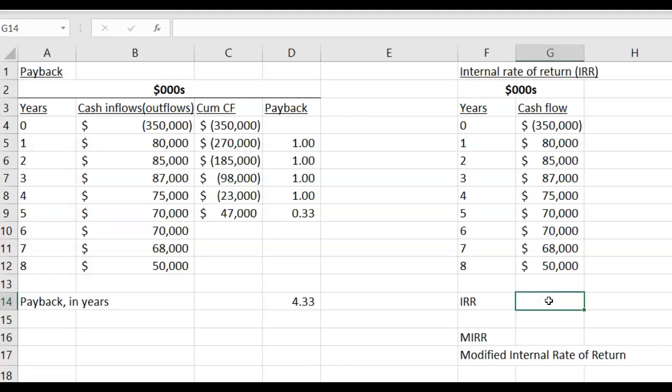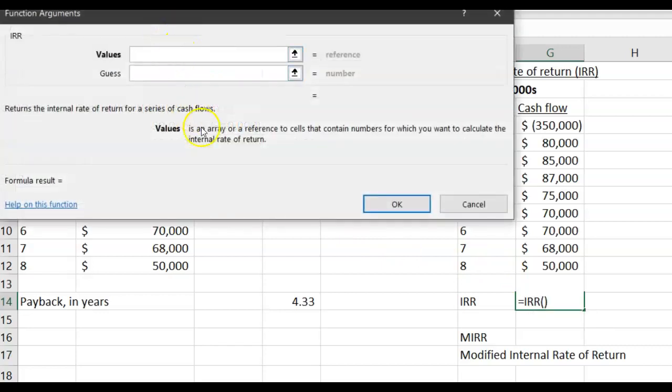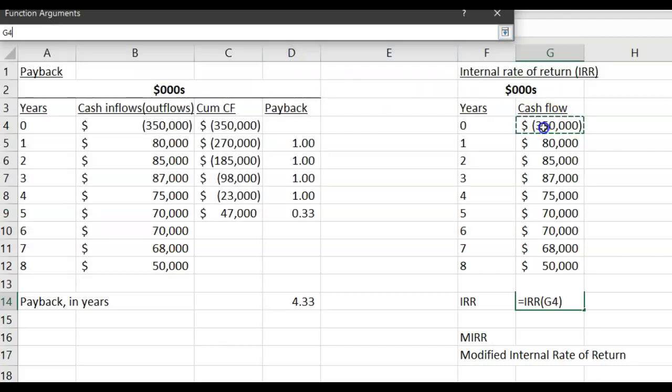But how you mechanically do it, Excel is the easiest way to do internal rate of return. You simply type in equal IRR, hit left parenthesis, and then give it the stream of values that occur at regularly scheduled times. I'm going to now point to the values and you just give it the range.